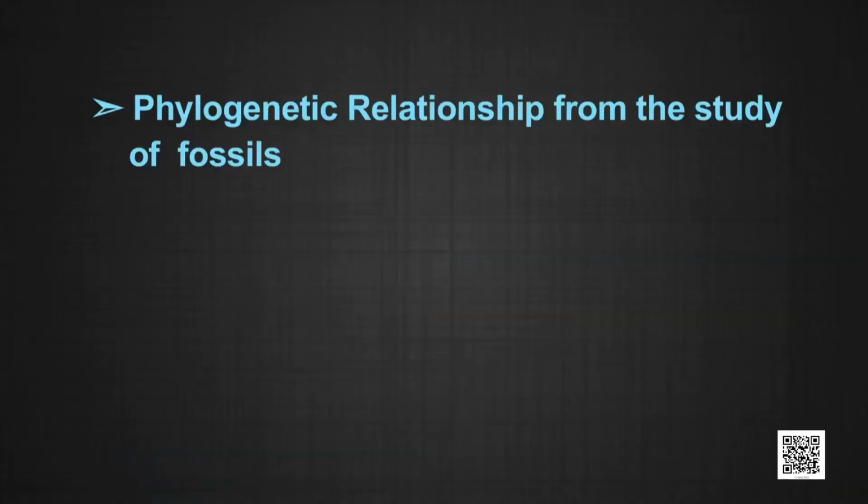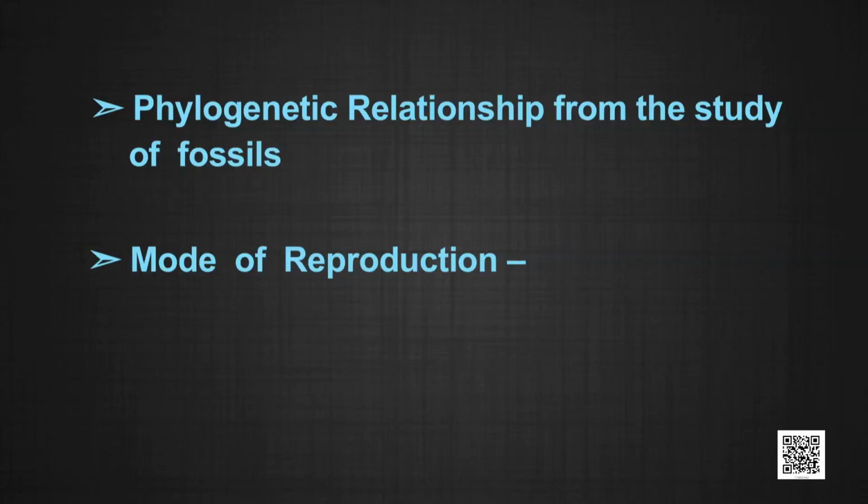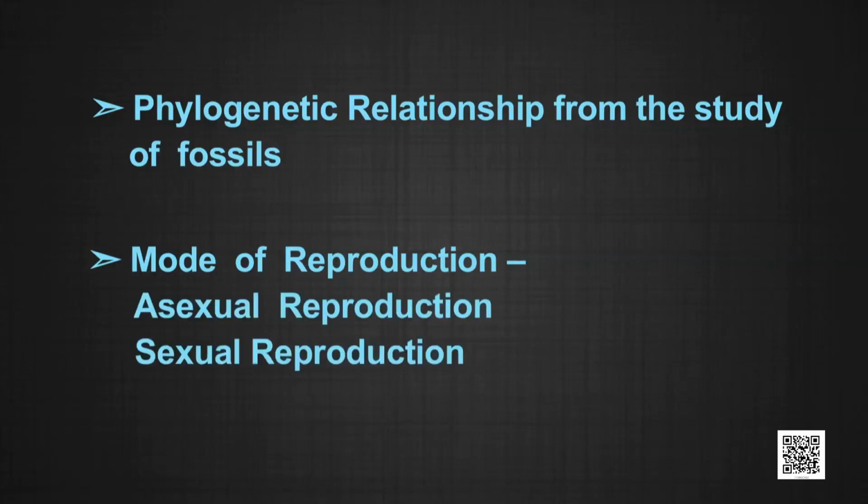The five kingdom system of classification was done on the following criteria: structure of cells, prokaryotic organisms, eukaryotic organisms; organization of cells, unicellular, multicellular; mode of nutrition, autotrophic, which includes chemosynthetic and photosynthetic, and heterotrophic, which includes holozoic, ingestive, and saprophytic, absorptive. Phylogenetic relationship from the study of fossils, and mode of reproduction, asexual reproduction and sexual reproduction.